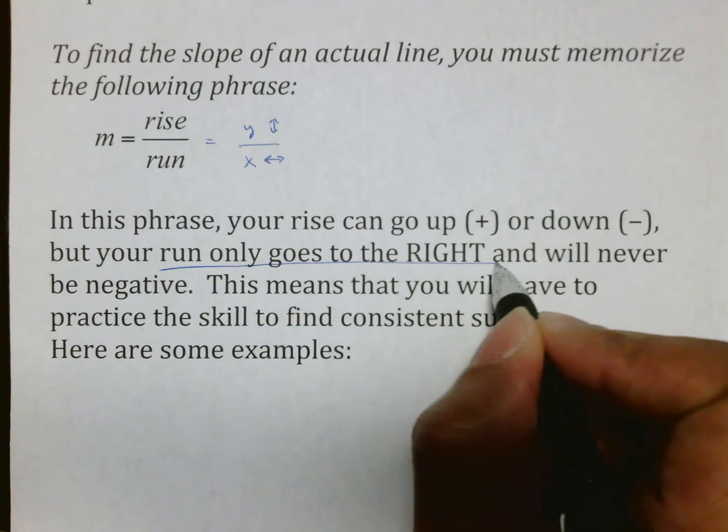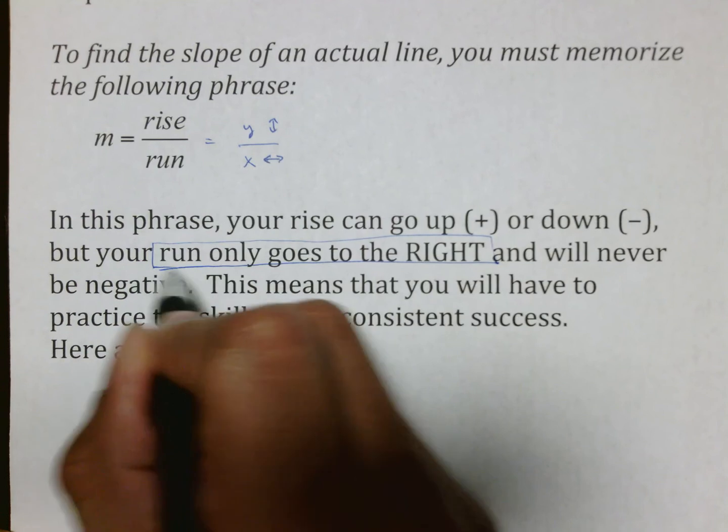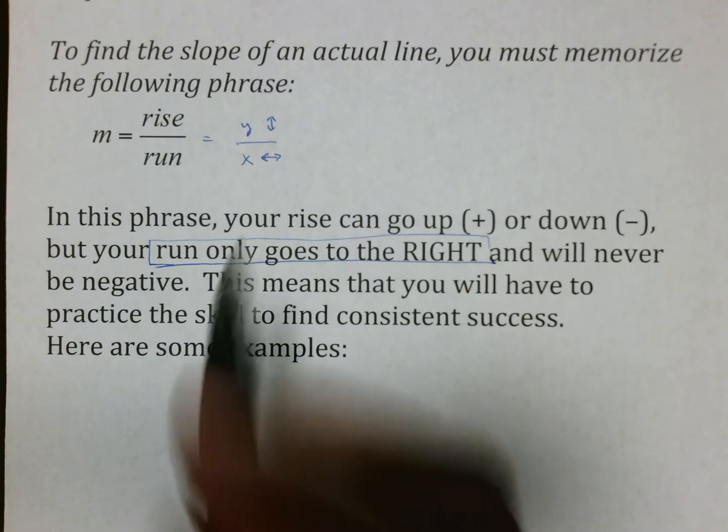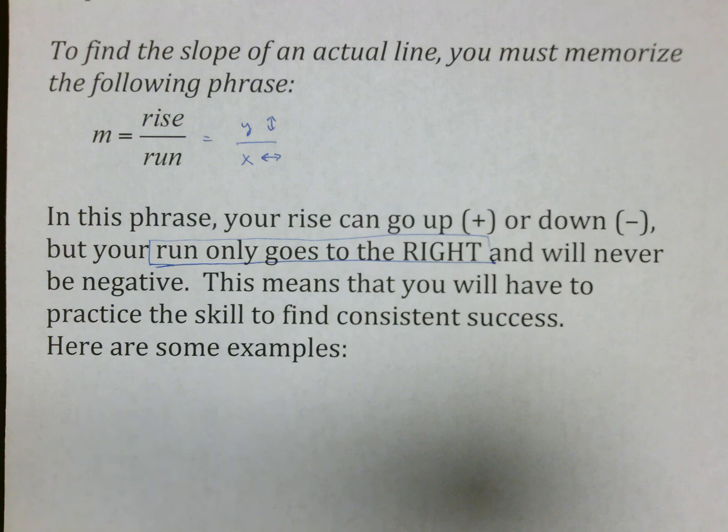Underline that, highlight that, because you need to make sure you never forget that. Run only goes to the right. I know I drew 2 arrows, but you will only run to the right in this book or in this year. This means you'll have to practice the skill to find consistent success.